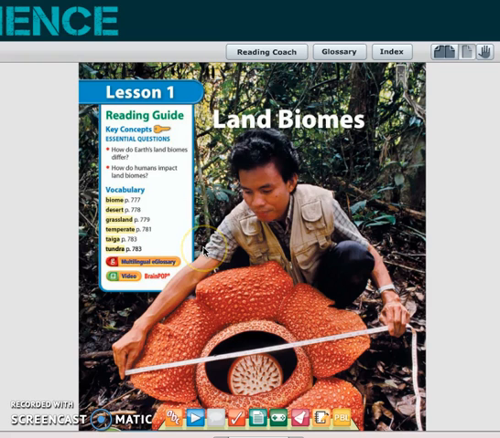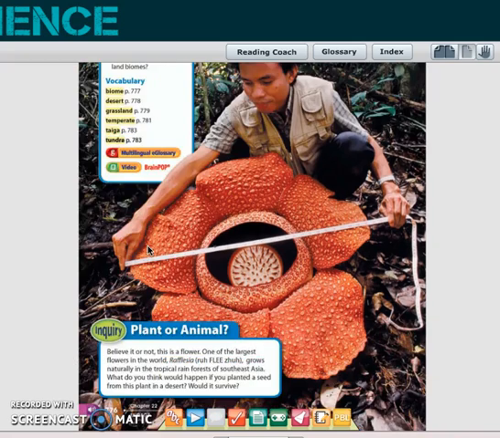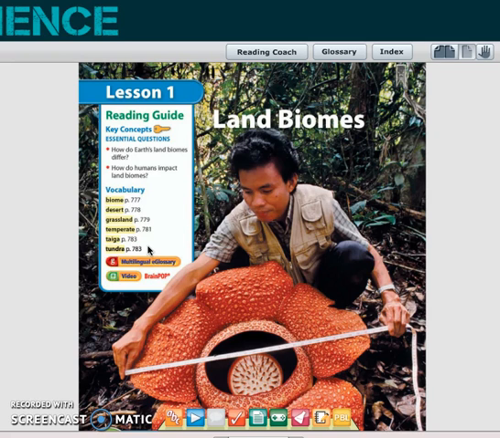Okay, so remember, preview the text, read the key concepts with the essential questions and the vocabulary, make sure you pay attention to all the images and all the captions that go along with them and think about how they relate to the text. And then finally, after you've read, go back to the vocabulary, go back to the essential questions, and quiz yourself. All right, folks, I will talk to you soon.